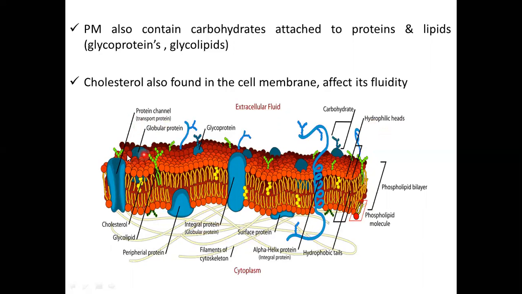These are the glycoproteins, proteins combined with carbohydrates. These are the glycolipids. These are the cholesterol. This is the peripheral protein which is temporarily attached to the cell membrane, and these are the integral proteins. So these are the different types of lipids, proteins, carbohydrates, and cholesterol found in the cell membrane.